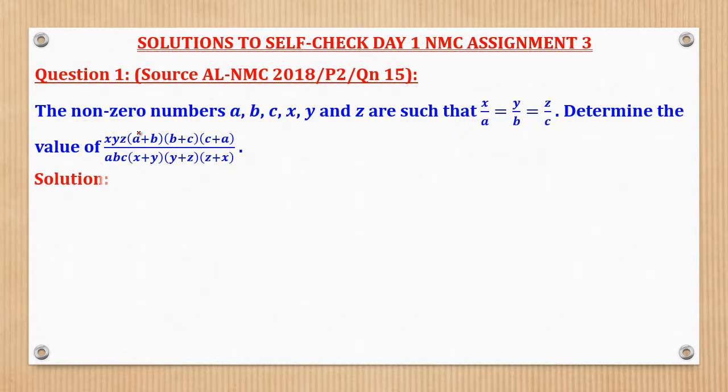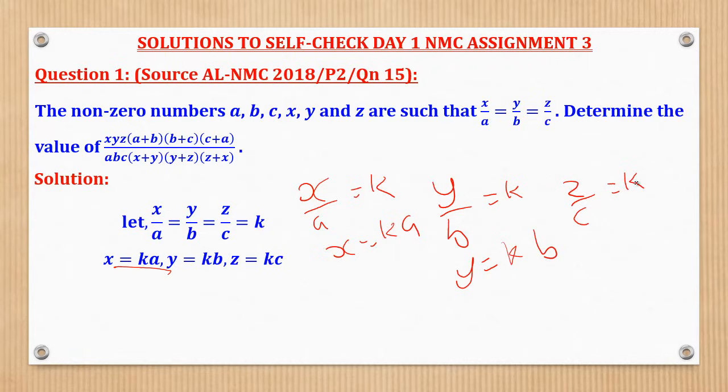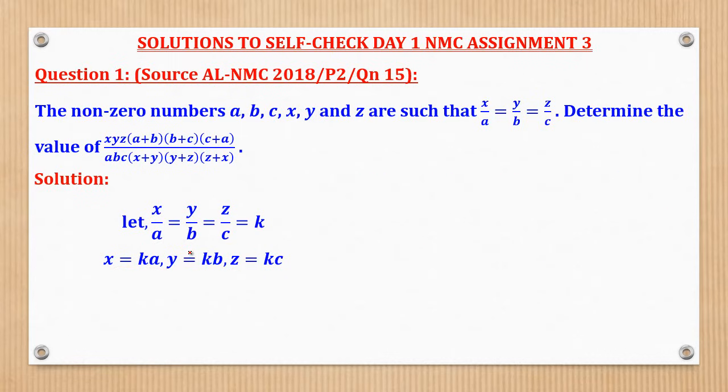Okay. So we shall start with the given condition. These are all equal, so let them be equal to a certain constant k. It therefore implies that when I say x over a equal to k, x is equal to ka, which is here. When I say y over b is equal to k, y is equal to kb. When I say z over c is equal to k, z is equal to kc. So that is what this line means.